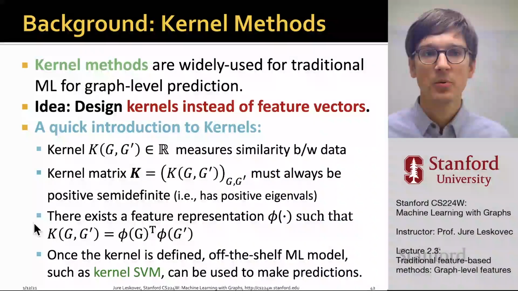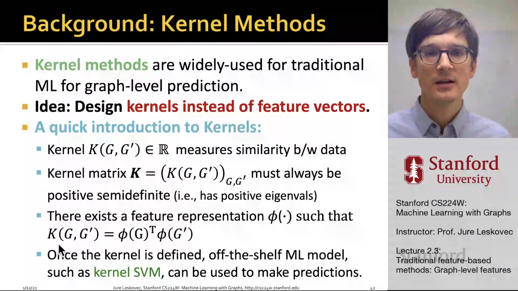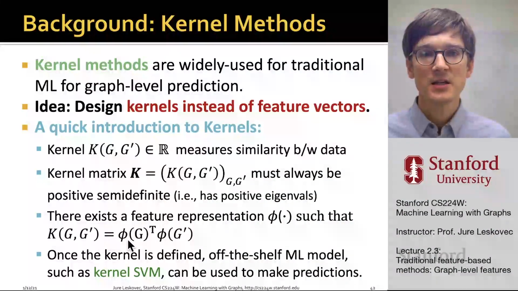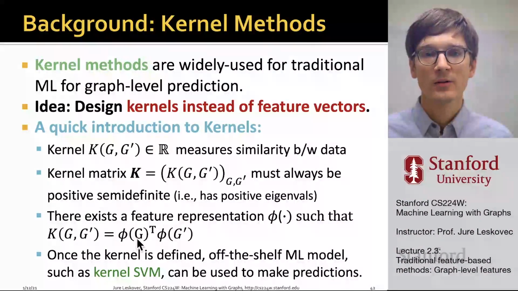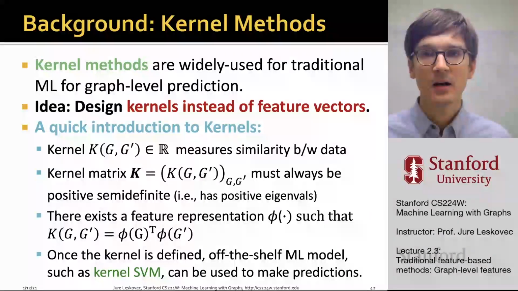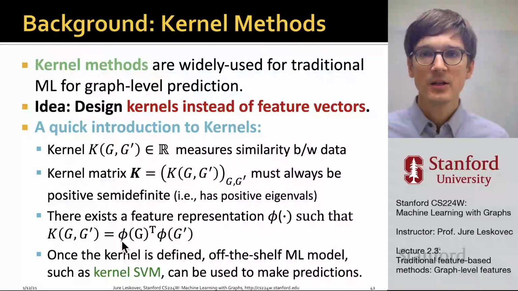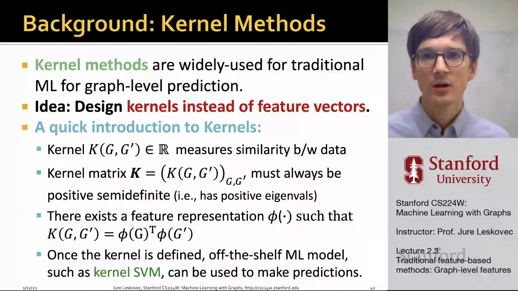And then what is also an important property of kernels is that there exists a feature representation phi such that the kernel between two graphs is simply a feature representation of the first graph dot product with the feature representation of the second graph, right? So phi of G is a vector and phi of G prime is another vector, and the value of the kernel is simply a dot product of this vector representation of the two graphs. And what is sometimes nice in kernels is that this feature representation phi doesn't even need to be explicitly created for us to be able to compute the value of the kernel.